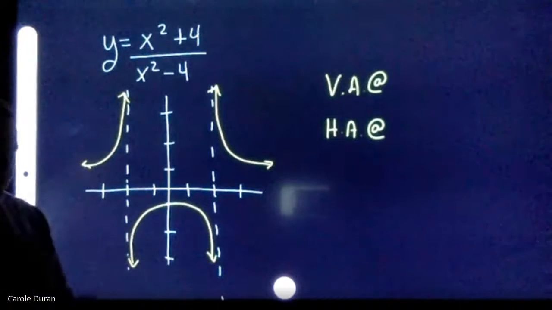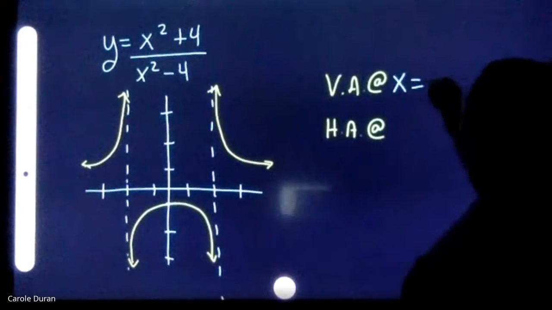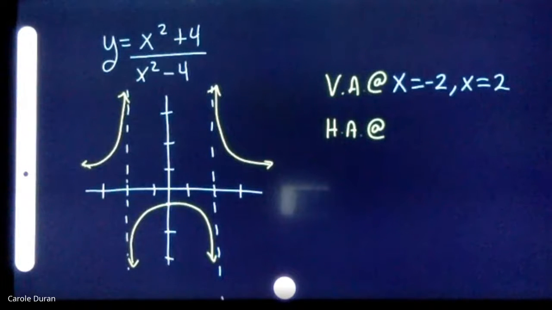Right. So my graph is splitting at those x values. Yeah. So I have a vertical asymptote at x equals -2 and a vertical asymptote at x equals 2. Yep. I like it. Anybody have something different?